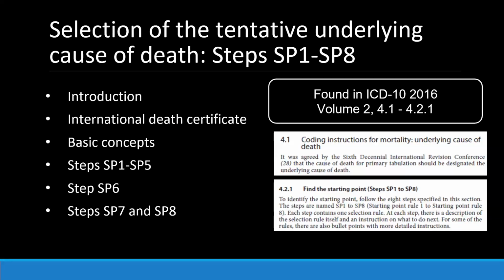After coding all causes of death reported, the first step in choosing an underlying cause of death is to select the tentative starting point. This is done by applying selection steps SP1 to SP8 as per the rules and guidelines found in ICD-10 Volume 2, Section 4.1 to 4.2.1. These topics are covered in other presentations in this series. So if you need a refresher on it, please look at other videos.